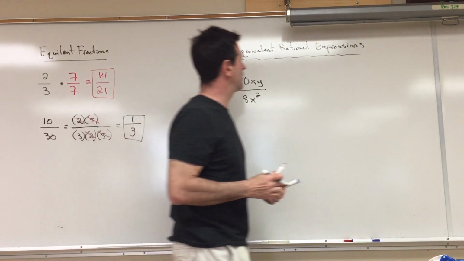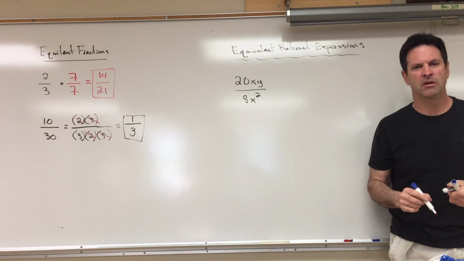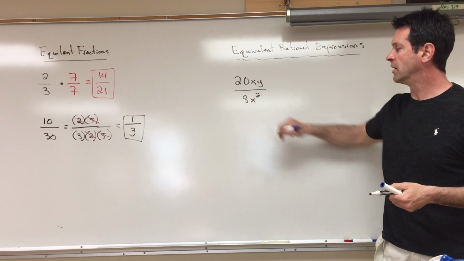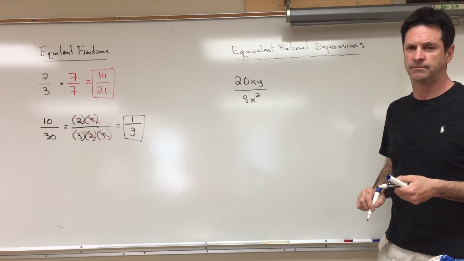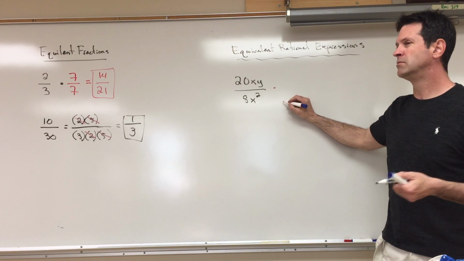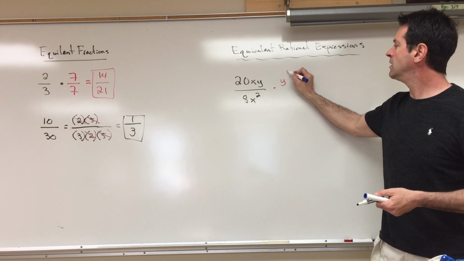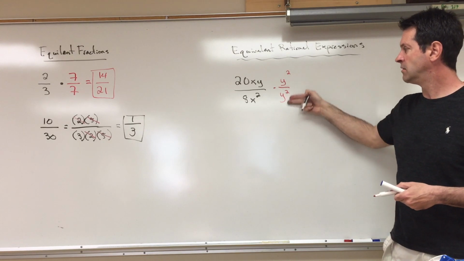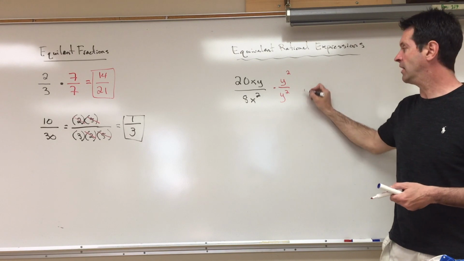Well, we can do the same thing with equivalent rational expressions. There's an infinite number of possibilities we could come up with. Take 20xy over 8x squared. You could put it on pause and see if you can come up with one on your own, and then I'll do one. Now how about this? I'm going to multiply top and bottom by y squared over y squared. They have the same numerator and the same denominator. It's equivalent to 1. Haven't changed the value.